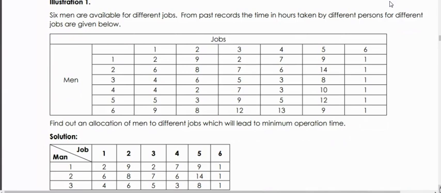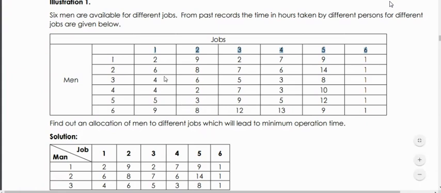This is what we have to solve, a question on the Hungarian method. So if you see illustration 1, 6 men are available for different jobs. So we have 6 men and we have 6 jobs. You see here, I'll just highlight. These are the men here, 6 men here. See 6 men and we have 6 jobs here. So to do 6 jobs, we have 6 men available. But we need to find out which job should be done by which person. That is required by the question.